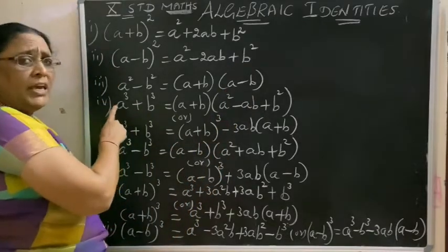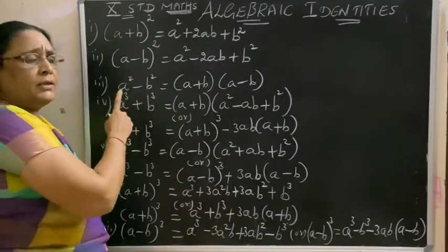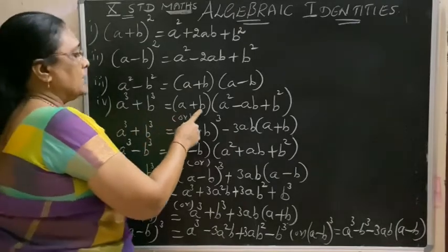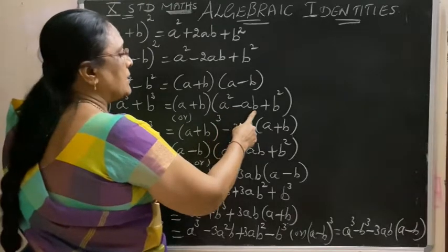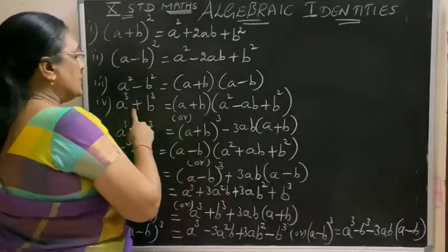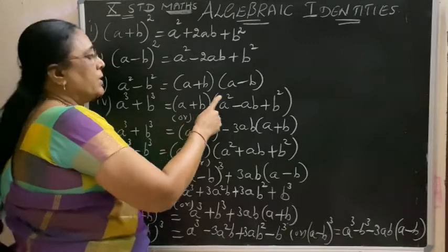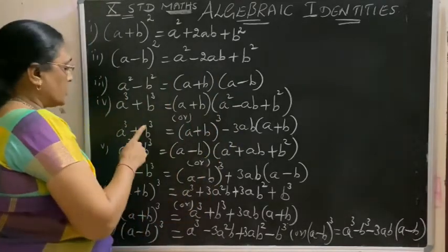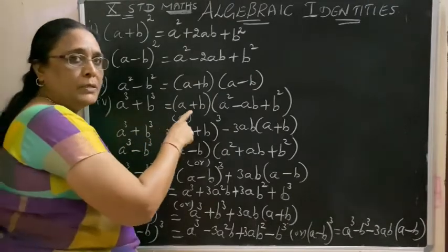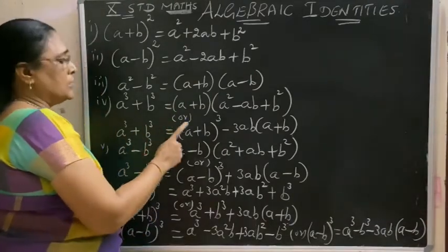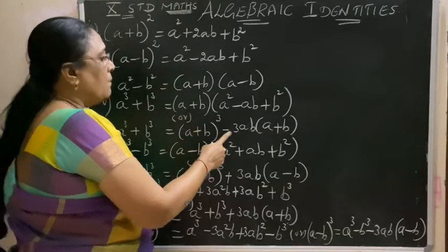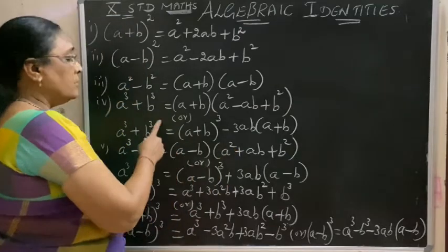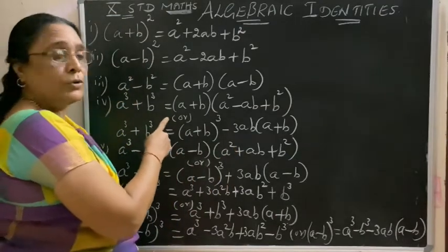Then a cube plus b cube. If plus is given, we can write it as (a plus b) into (a square minus ab plus b square). If plus is given, you have to put plus in the first factor and minus in the center term of the second factor. Otherwise, we can write a cube plus b cube as (a plus b) whole cube minus 3ab into (a plus b). Do you follow how to read this?